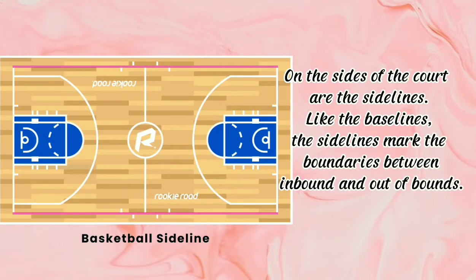On the sides of the court are the sidelines. Like the baselines, the sidelines mark the boundaries between inbounds and out of bounds. If a player steps on these lines or crosses them, he is out of bounds. Behind the sidelines are where the benches and scorers table are located, home to the head coach, players, officials, and media. The sidelines are 94 feet long.